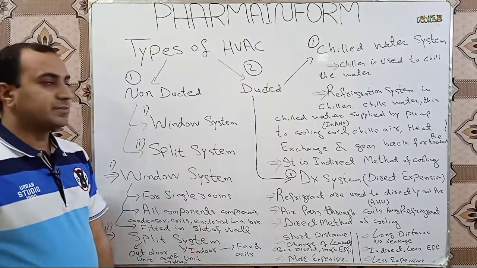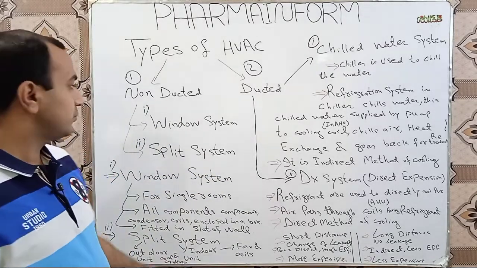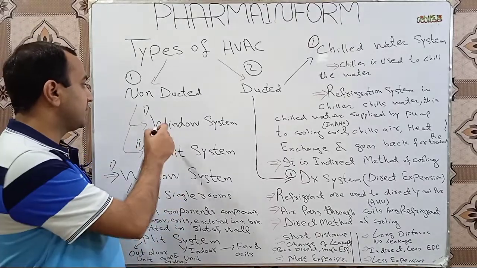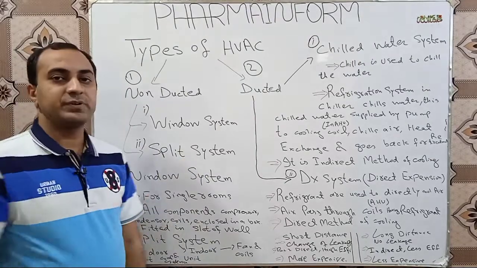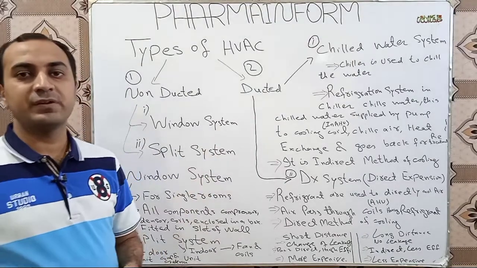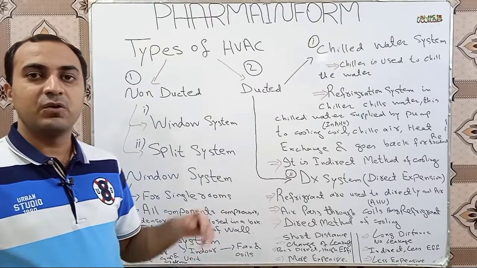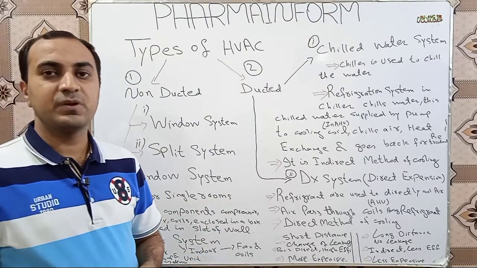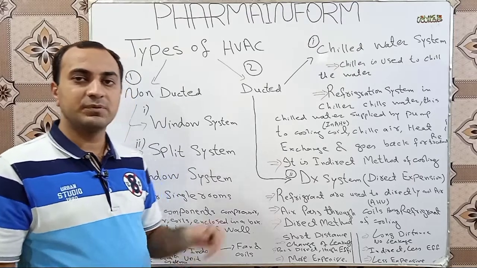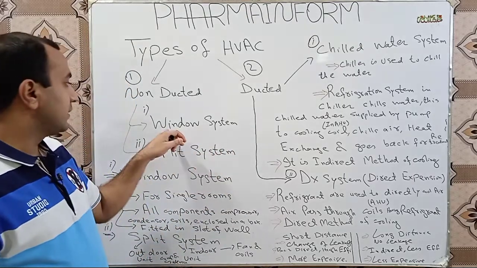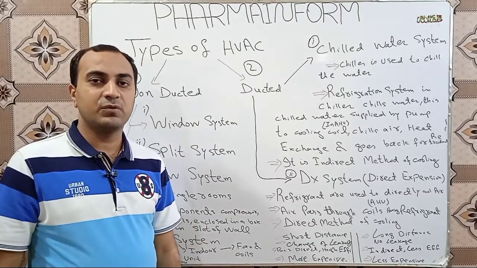The non-ducted system is further classified into two types. One is the window system and the other one is the split system. Basically everyone is aware of the window air conditioning system or split air conditioning system, which we use in our homes for single rooms.